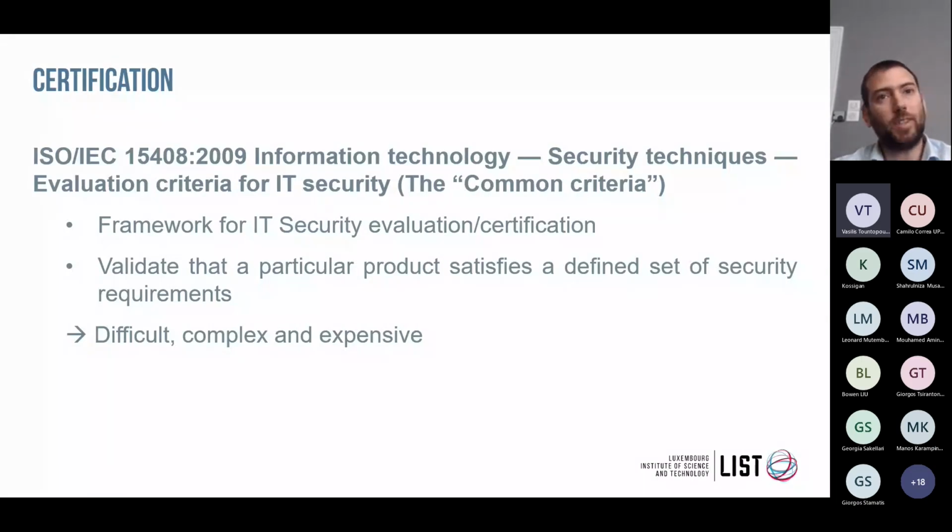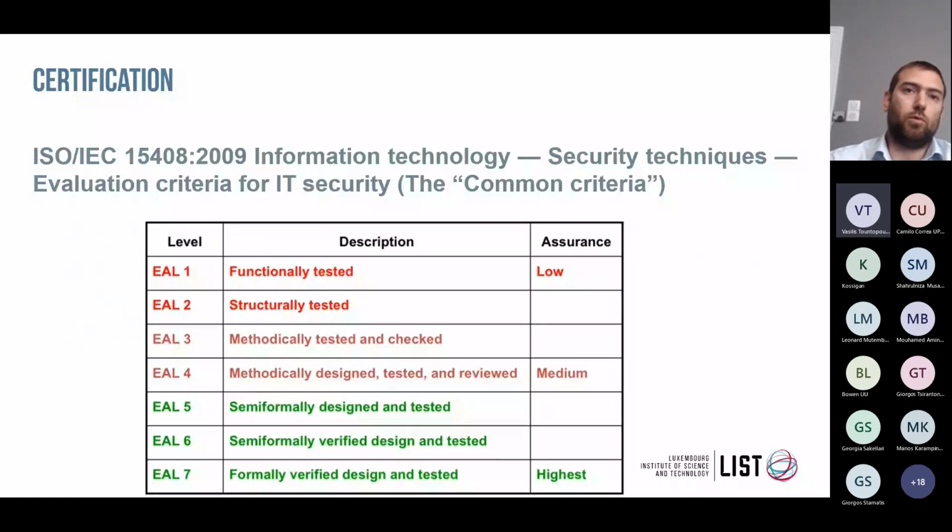But it is quite difficult and complex and also expensive to implement this standard, to implement the Common Criteria, and to obtain the certification. And here you have just an overview of one scale used by the Common Criteria. It is one scale to evaluate the assurance level on 7 levels.